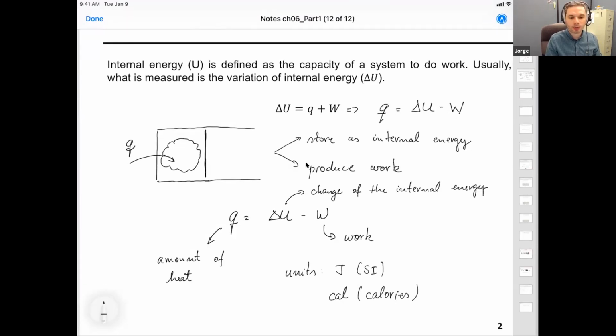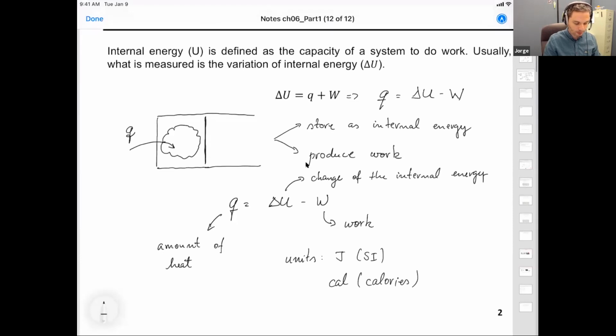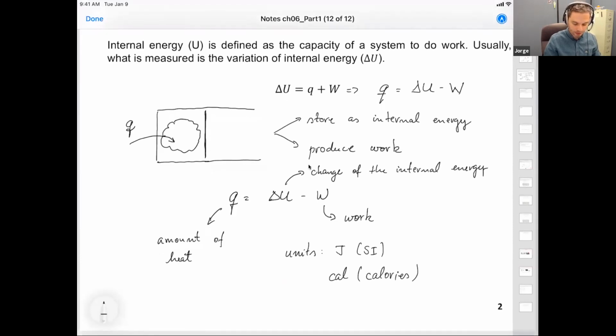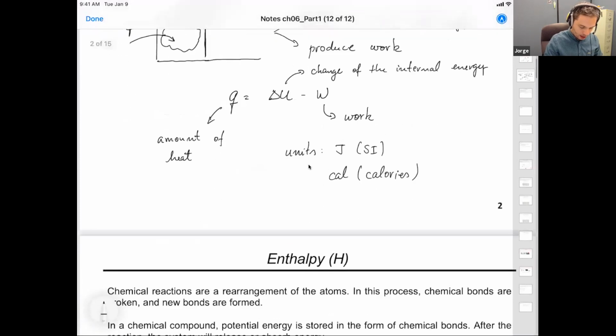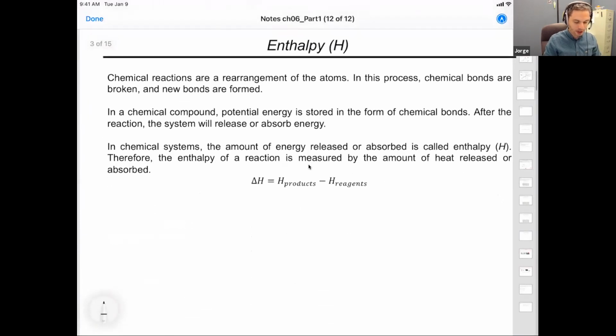Okay, for this course, I will not focus a lot on the first law of thermodynamics. You will see that later on. However, our focus here is to calculate and determine the enthalpy of chemical reactions. Remember that chemical reactions are a rearrangement of the atoms. In this process, chemical bonds are broken and new bonds are formed.